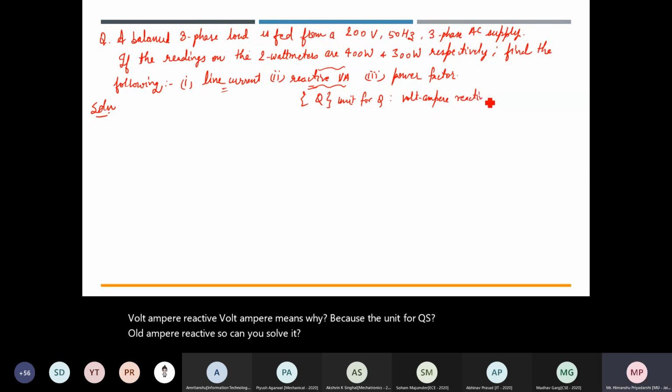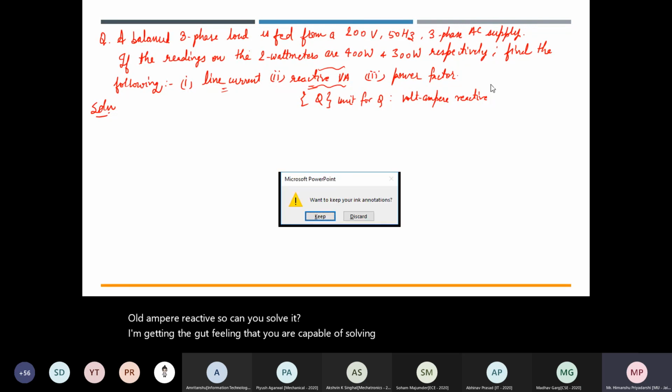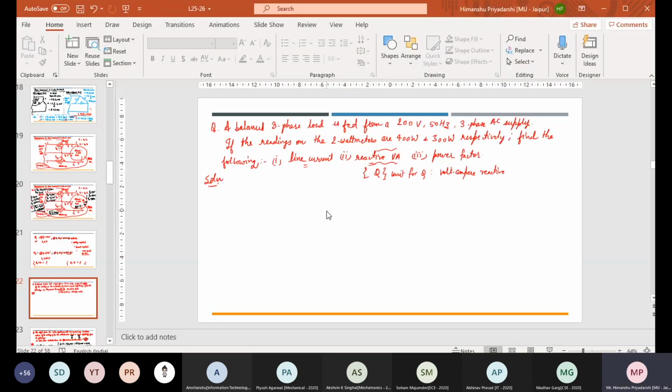I am getting the gut feeling that you are capable of solving it. So I will give you 3 minutes, not more than that. It's 3 o'clock. At 3:03, I will check the chat box to see who has taken the initiative to solve this problem. It only requires your initiative and nothing else because it's a very simple problem. So I'll wait for 3 minutes.